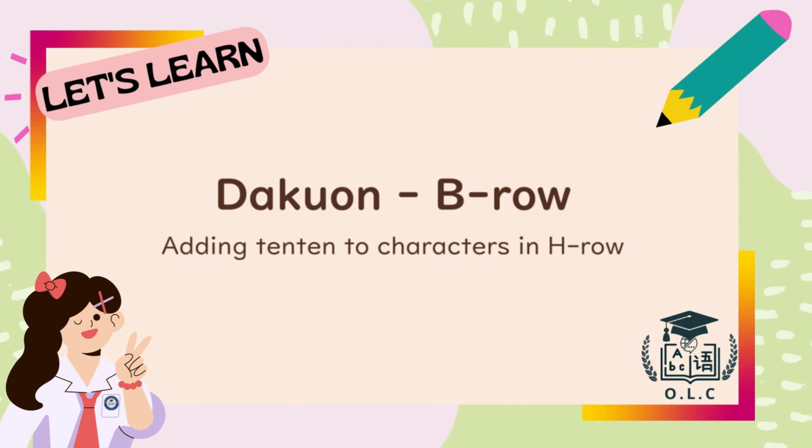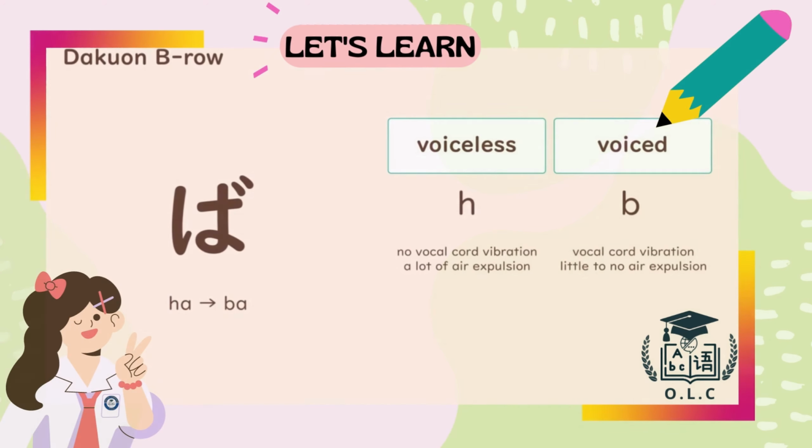Hello and welcome to the final lesson on learning about dakuon sounds. In this lesson, we will learn how to add tenten to characters on H row to form voiced B sound. Now, the sound of H is perhaps the most voiceless sound in any language. To make this sound, the vocal cords open wide, and the sound is produced with a lot of air passing through the mouth. On the other hand, B is a voiced sound, meaning that the sound is produced with vocal cord vibration, but with little to no air expulsion.